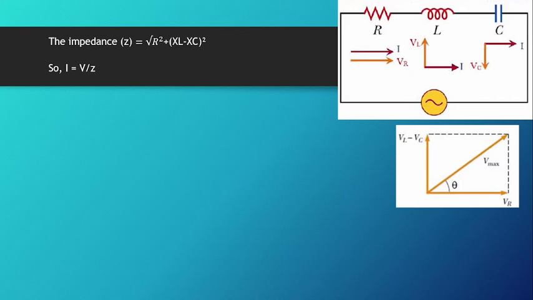To calculate the intensity, we will use the same technique as shown here in the second figure, using vectors to add VR and VL minus VC, and it will give us the Vmax. Vmax here, which we used in our rule, so the intensity will equal Vmax over Z, which is the impedance, which is the total resistance in our circuit.